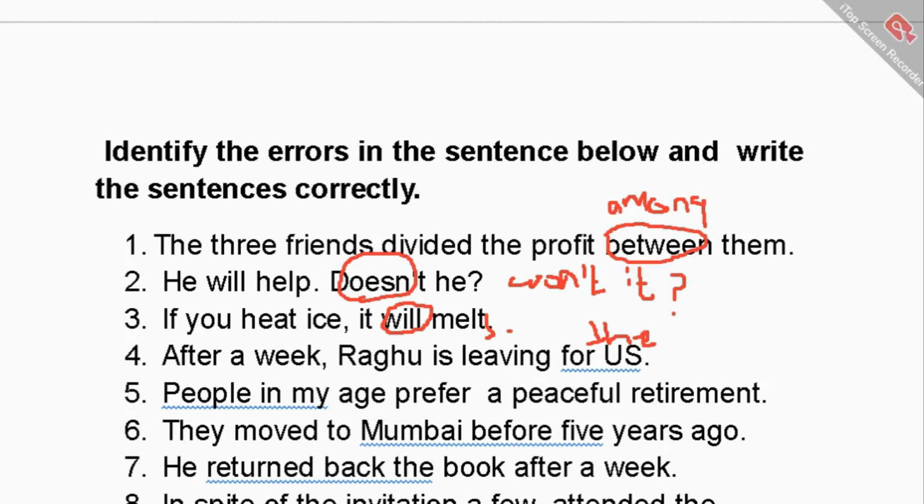Next one, people in my age prefer a peaceful retirement. So here the error is people in my age. So we should remove this in, and instead of in we should write people of my age. Add of. And instead of prefer a peaceful retirement, prefer for peaceful retirement. So you should add for here instead of the article a.